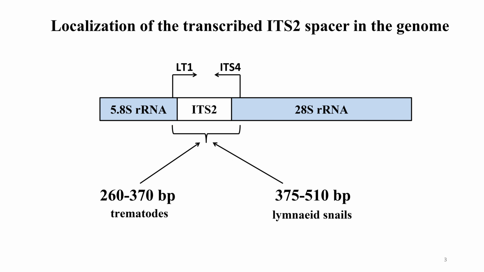We used the sequences of the second internal transcribed spacer of ribosomal DNA to detect and identify trematodes in mollusks. This genetic marker is located between the two ribosomal RNA genes, 5.8S and 28S, and is often used in such studies.